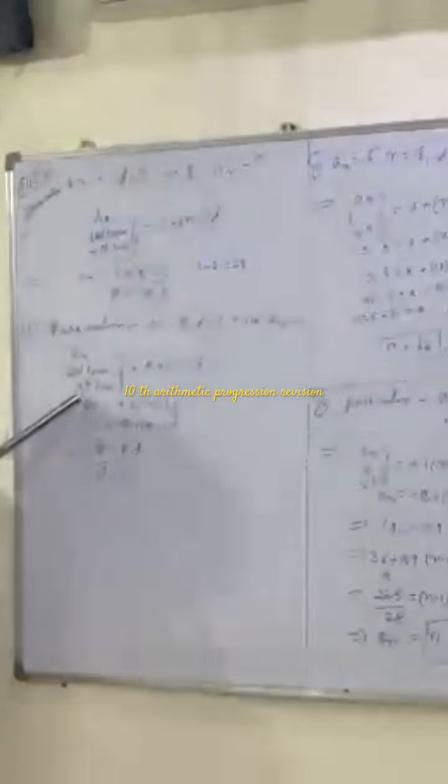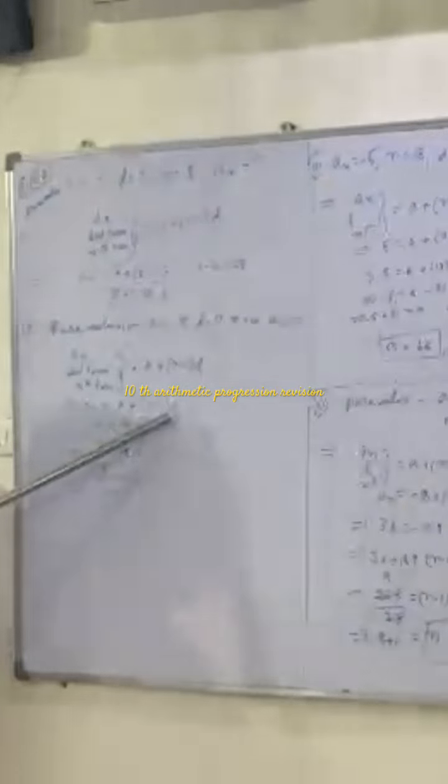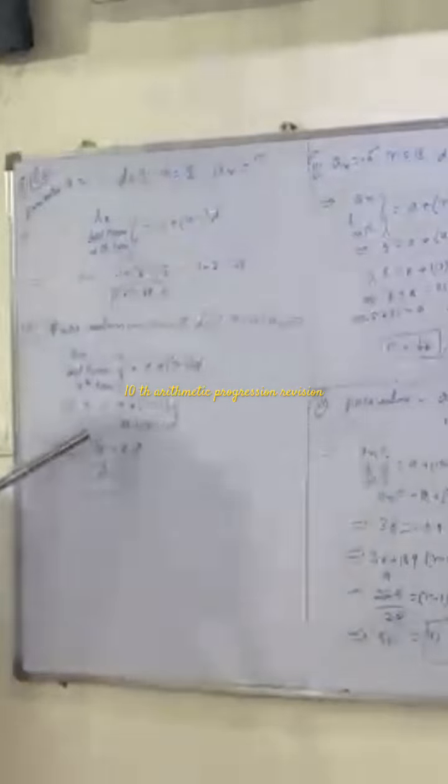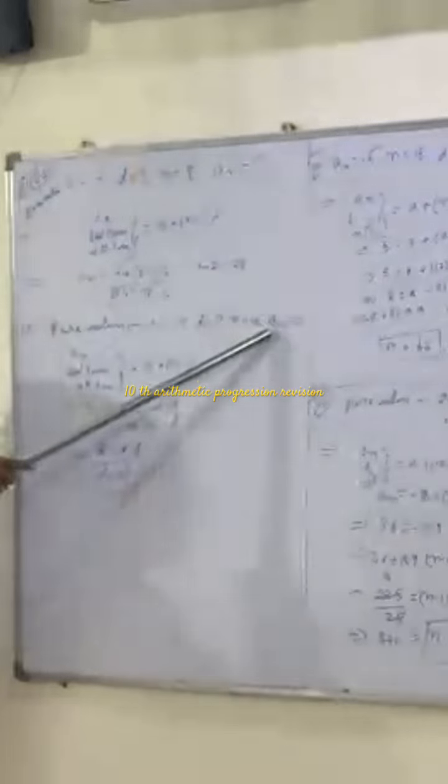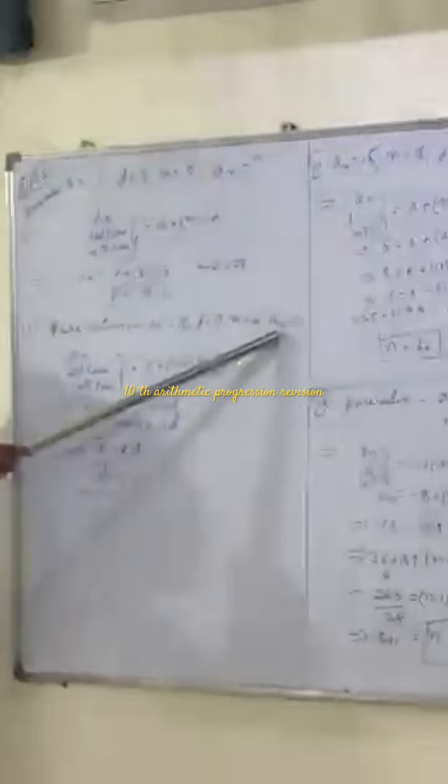AN is equal to... from all three numbers, AN is given here. AN is equal to the first term plus (number of terms minus 1) times the common difference. How much is AN given here?